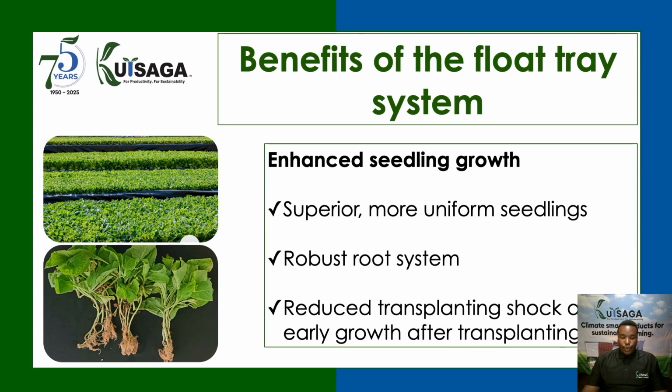When it comes to enhancing seedling growth, the system is also very good at providing you with superior, more uniform seedlings. These seedlings grow very well, with very robust rooting systems, when you start off with the float tray system. And when you're just about to transplant, you're looking at reduced transplanting shock, right? And you're giving those seedlings an added boost during the early stages of their growth after transplanting.